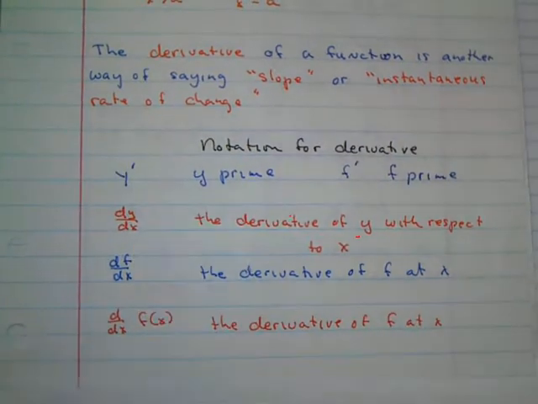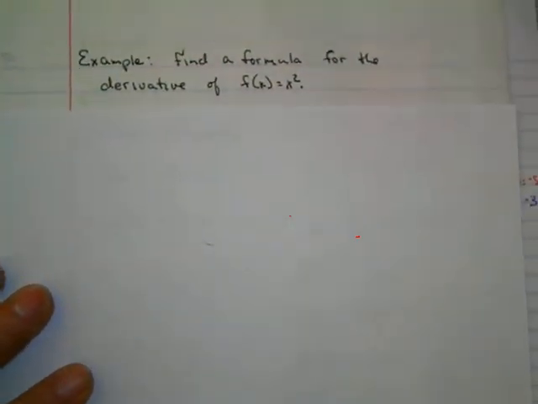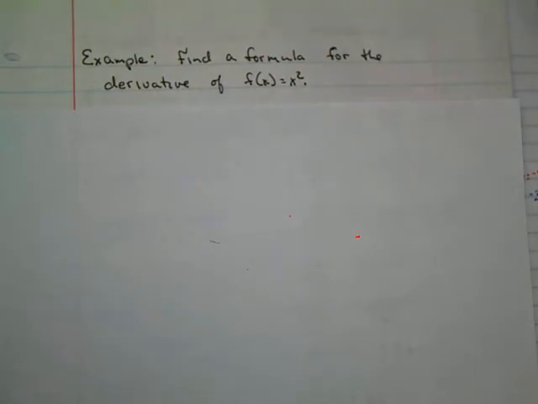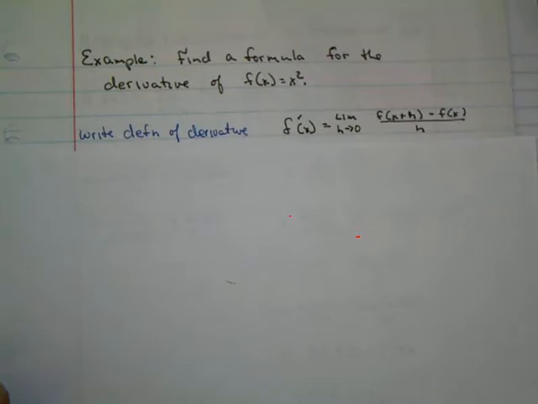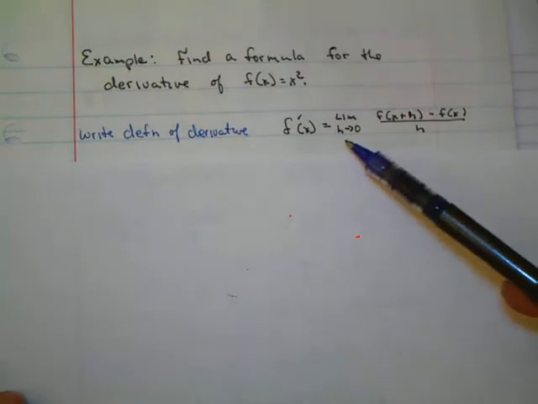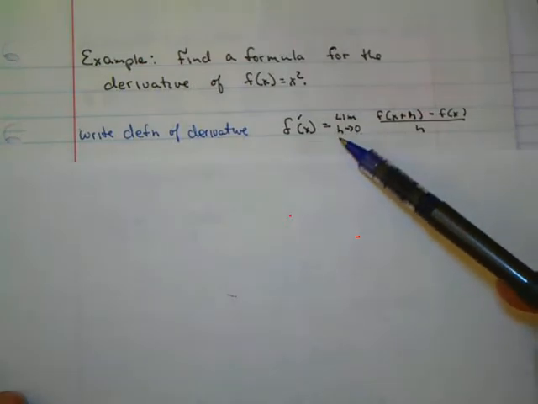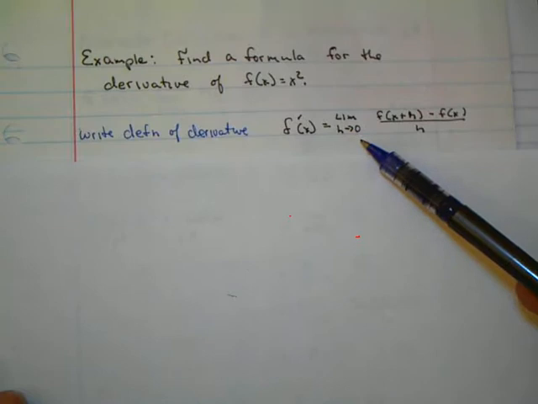Now let's look at finding a formula for the derivative. We're going to look at an example. We're going to find a formula for the derivative of f of x equals x squared. Well, the first thing we'll do is we'll write our derivative formula. So we'll write that definition of derivative, f prime of x equals the limit as h approaches 0 of f of x plus h minus f of x over h.